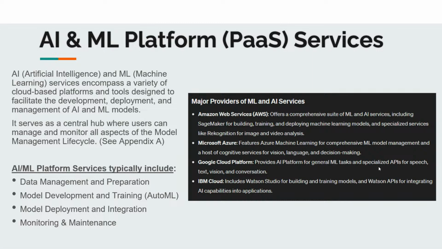particular types of artificial intelligence models, like neural network type models, or generative large language models. And then IBM Cloud isn't used quite as much anymore, but it does have Watson Studio for building and training models and assessing and deploying. So think of these platforms as all-inclusive tools.